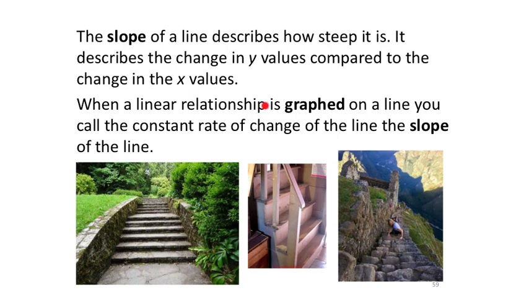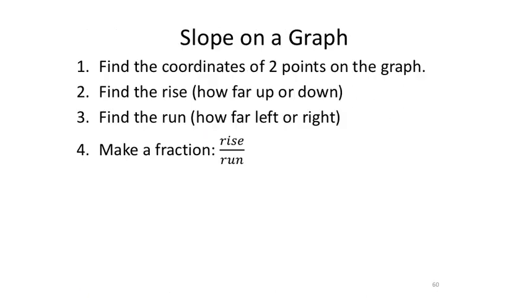So when a linear relationship is graphed on a line, you call the constant rate of change of the line the slope, which we already saw from the last slide is the steepness of the line, a ratio of rise to run. So for slope on the graph, find the coordinates of 2 points on the graph, because that's all you need is 2 points. You need to make sure you can define them though, so they need to go through the corners of the grid. Otherwise you have fractional values, which we don't want. We do not want to work with fractional values, plus you'd be guessing.